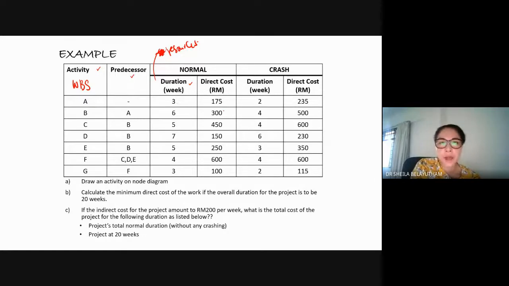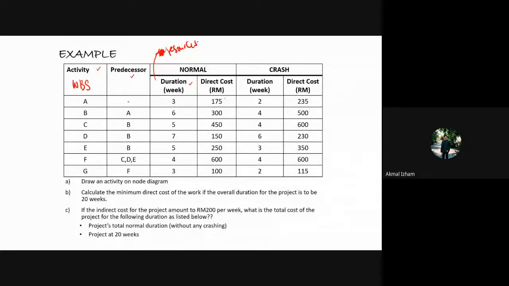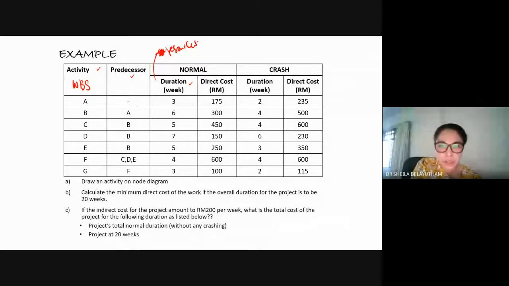How can we have this cost? Where do we actually estimate the cost from? How can we estimate the duration or the cost for each of the activities? Which part of a contract or construction or contract document highlights cost? BQ. BQ, yeah? Okay, so you should be able to relate that to BQ.